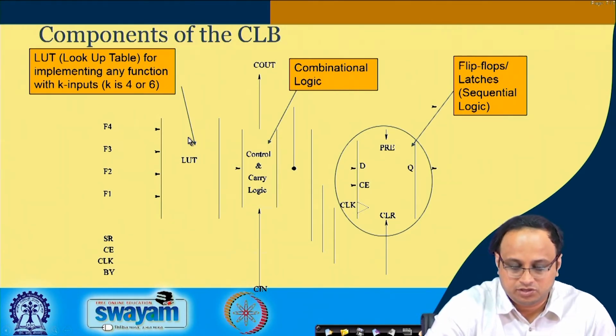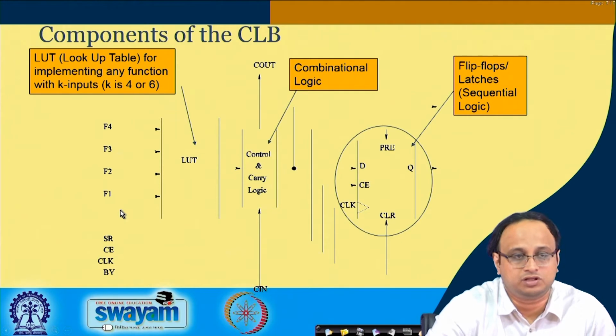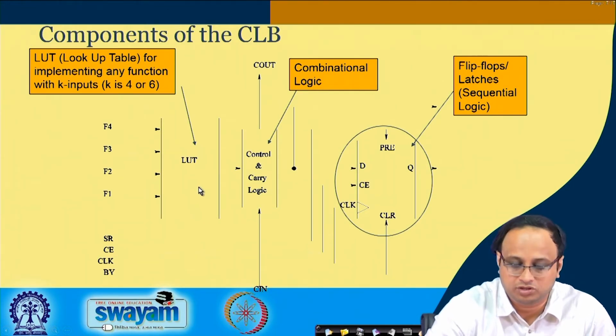So we have the LUT block. This LUT block can realize any Boolean function of 4 inputs in this diagram. If it is 6, then it can realize any Boolean function of 6 inputs. Sometimes in modern LUTs you don't have only one output, but you have 2 outputs also. But anyway, without losing too much information, we can think about this architecture right now, where we have one output in the LUT and there are 4 inputs to this LUT.